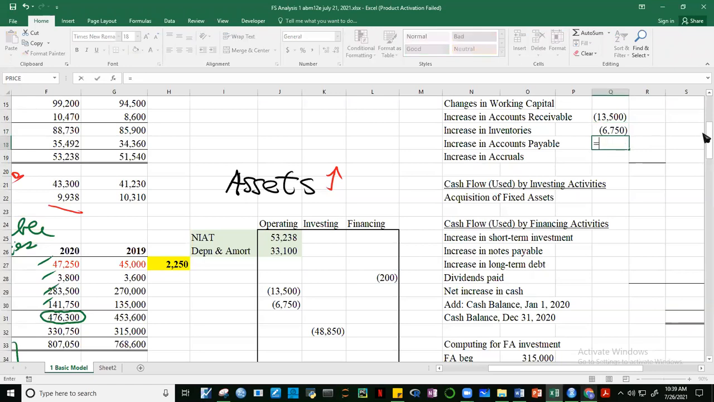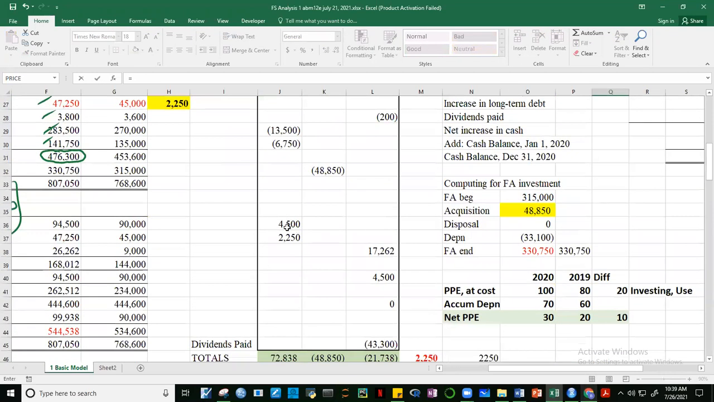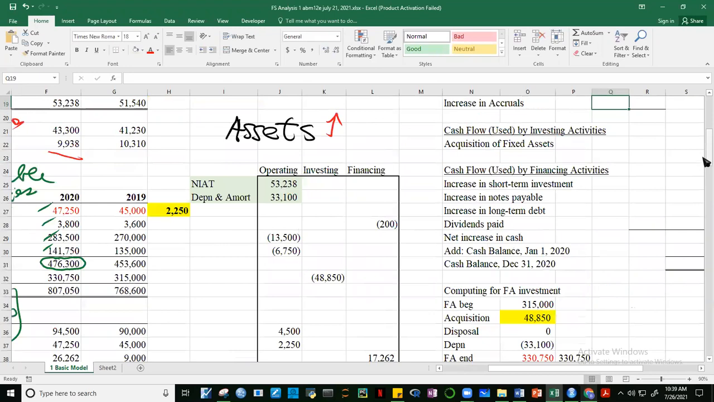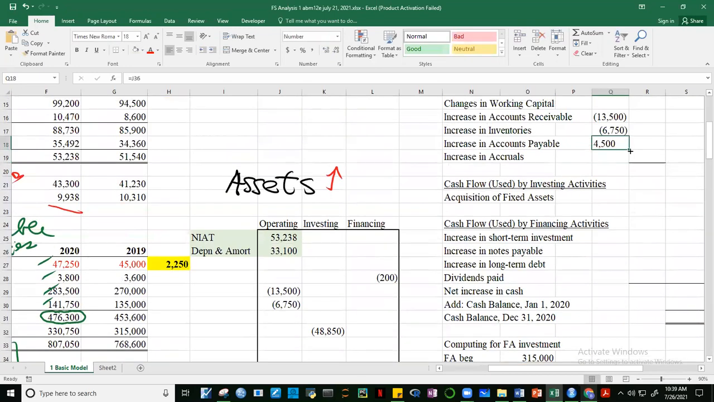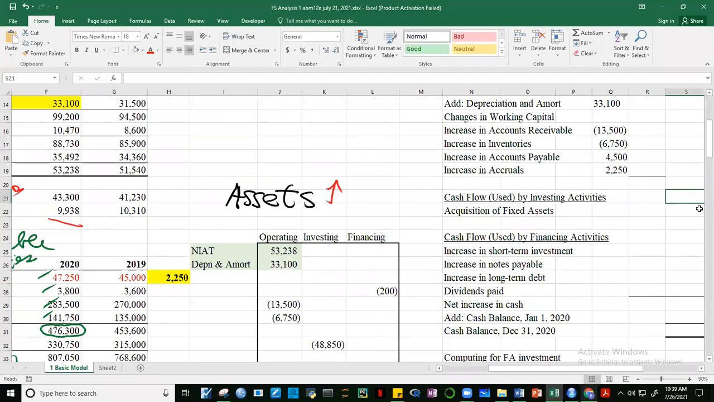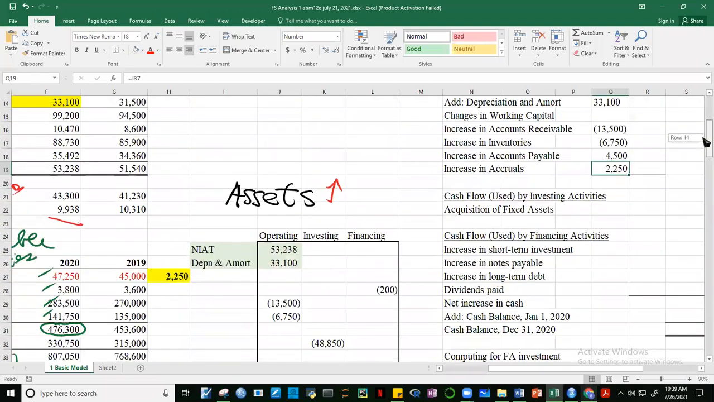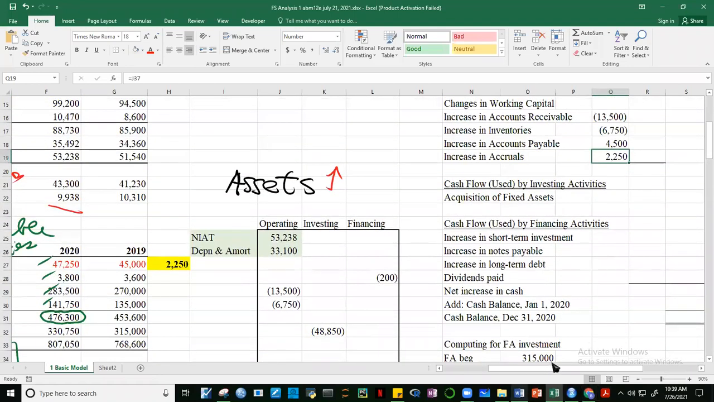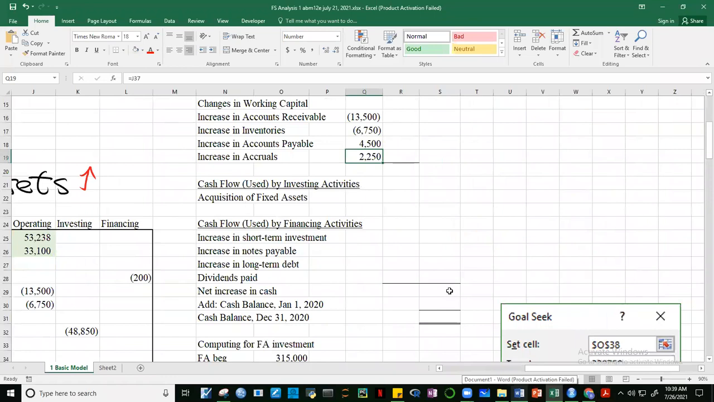Increase in accounts payable. This one. And increase in accruals. Ito. Alright? So saan natin nakalagay ito?